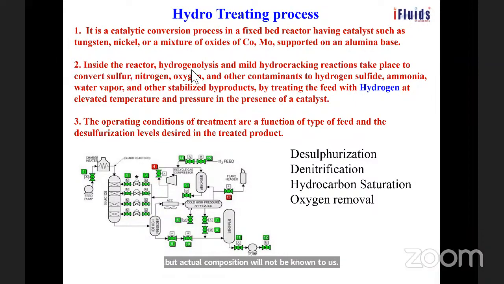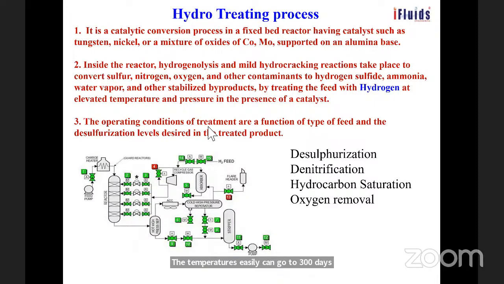And inside the reactor, hydrogenolysis and mild hydrocracking reactions take place to convert sulfur, nitrogen, oxygen, and other contaminants to hydrogen sulfide, ammonia, which I already told earlier, in the presence of hydrogen at elevated temperatures. The temperatures easily can go to 300 degrees.